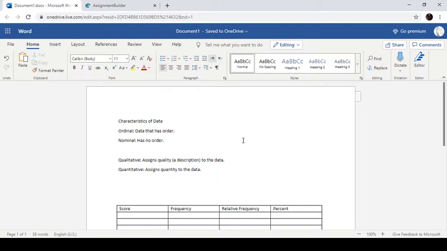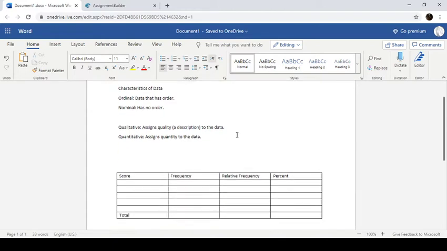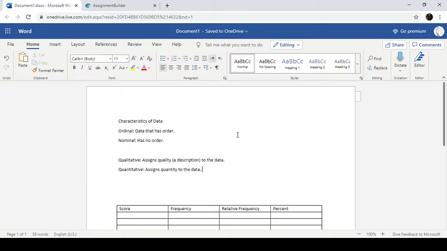We can have a mix of these two groups of data characteristics. So, for instance, our grades, A, B, C, D, and F, would be ordinal because they have order, and qualitative because they're describing a quality of that grade. So again, we need to keep these characteristics in mind when we start organizing data. And again, we'll probably get to the graphs of data on Monday.